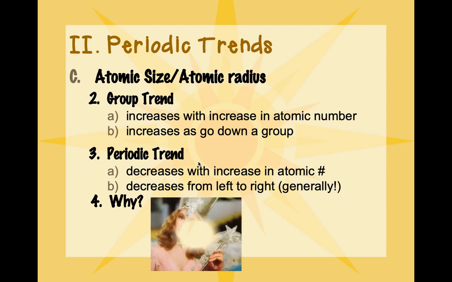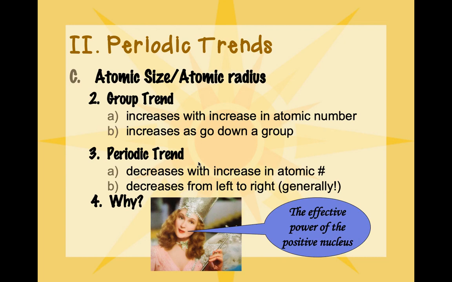All right, come on back. This is going to be my answer almost every time. It's the effective power of the nucleus. As you go down a group, there's more energy levels. The nucleus pull is blocked, so it can't pull in the electron cloud. So the electron clouds spread. So the size increases as you go down the group.